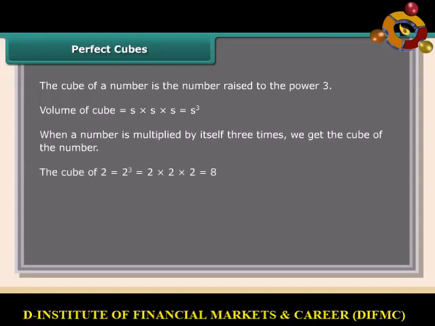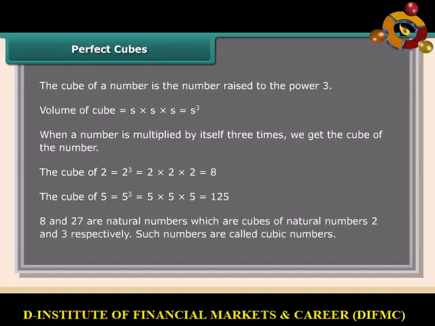The cube of 2 is equal to 2 cube, which is equal to 2 into 2 into 2, which equals 8. The cube of 5 is equal to 5 cube, which is equal to 5 into 5 into 5, which is equal to 125. 8 and 27 are natural numbers which are cubes of natural numbers 2 and 3 respectively. Such numbers are called cubic numbers.